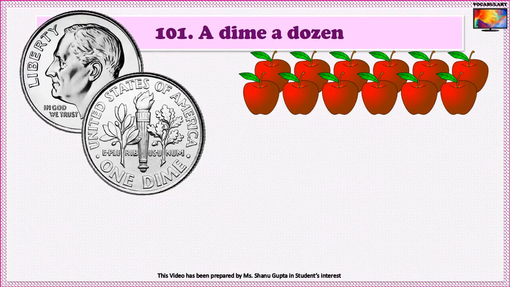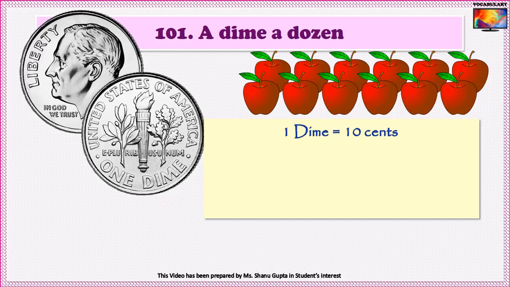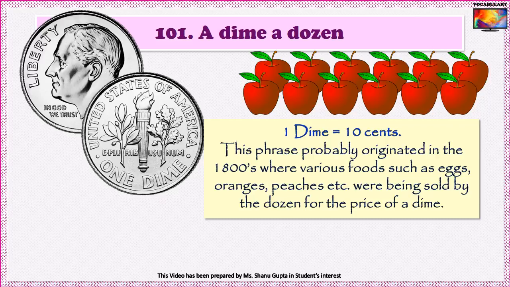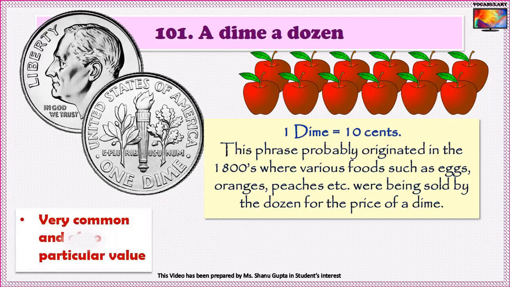Our very first idiom is a dime a dozen. Well, a dime is a very small part of currency which is equal to 10 cents. In today's world, you would probably get nothing for a dime. But this phrase is believed to have originated in the 1800s, where various foods such as eggs, oranges, peaches, etc. were being sold by the dozen for the price of a dime. Hence, the phrase a dime a dozen denotes something which is very commonly available and is of no particular value.